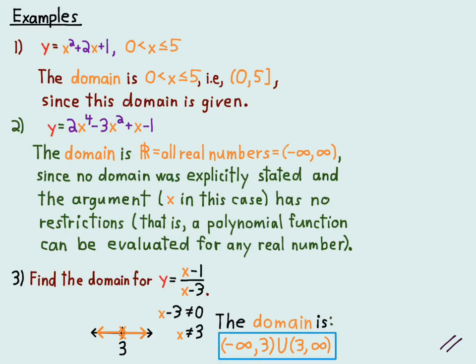So we just had to cut out one point. That's how you cut out one point, is you put parentheses at that point, put a union between them. Okay, but I would draw the graph first, because remember, interval notation is just shorthand for the graph.